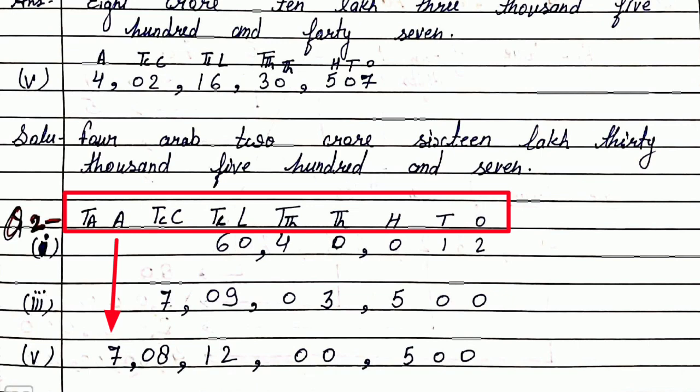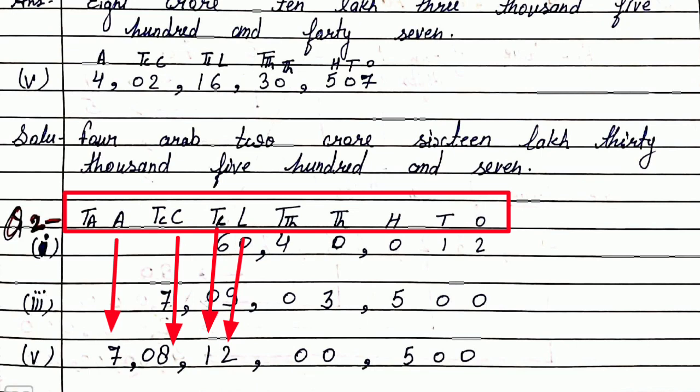8 crore is given, so in the crore place we will write only 8, because it is not given in tens. Only the simple ones place is given, so that's why we will write only 8 here. Now 12 lakh is given, it has 2 digits, so 1 will come in the tens place and 2 in the ones place, so we will write 12 directly.